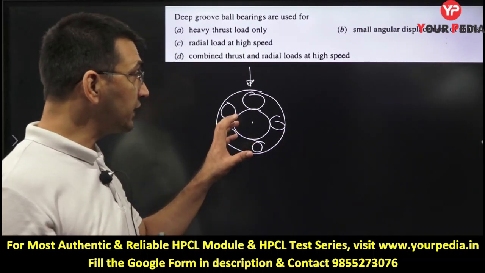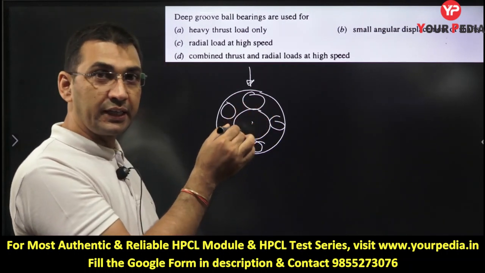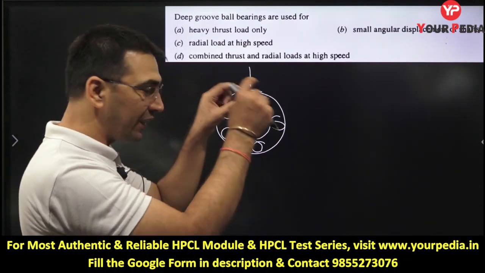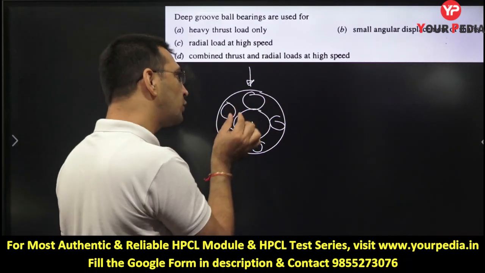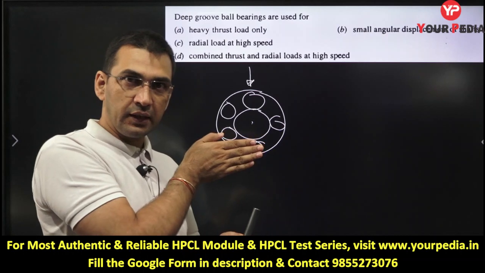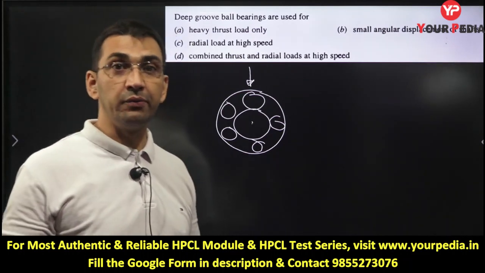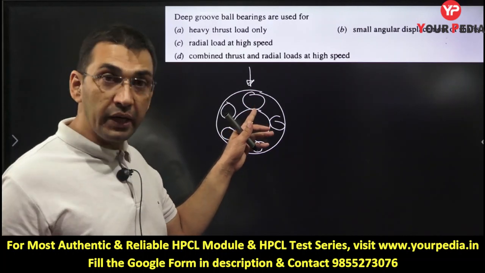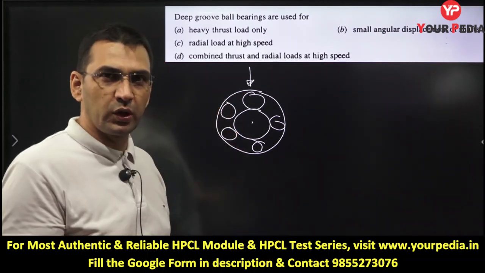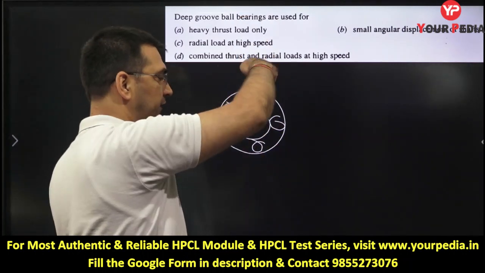Why moderate thrust load? When the load acts along the axis of this bearing, the balls will try to shift slightly, because you have the races here, the inner race and the outer race, with the pathway. When you apply the load, the ball will try to shift along the axis. As it shifts towards the edge of the race, noise will be generated, and over a period of time the bearing may get damaged or may fail. So if it gets shifted by a small amount in that axis, that is acceptable. That is why we say that it can carry a moderate amount of axial load. Radial load in any case it can carry.